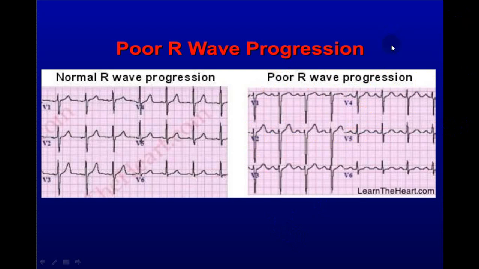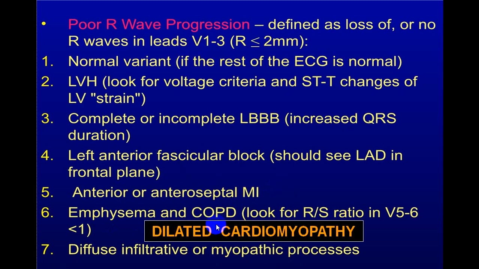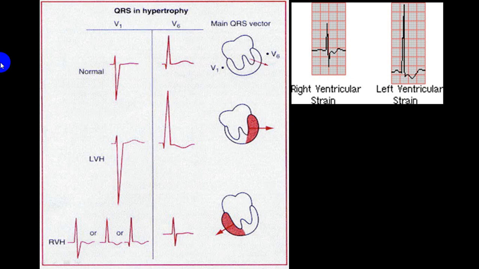Hence, in this, it will be very common in LVH, in anterior wall infarcts, etc. Do remember that LBBB, all those conditions. So poor R wave progression will be very common in LVH. It will be common in a complete left bundle branch block or incomplete left bundle branch block. Even you can see in a left anterior hemiblock or left anterior fascicular block, anterior or anteroseptal MI, in COPD, and even in case of a cardiomyopathy, you will have this particular dilated cardiomyopathy.